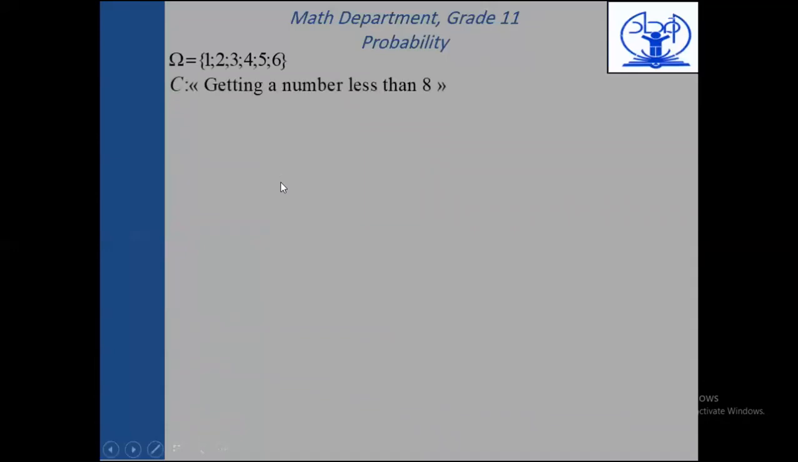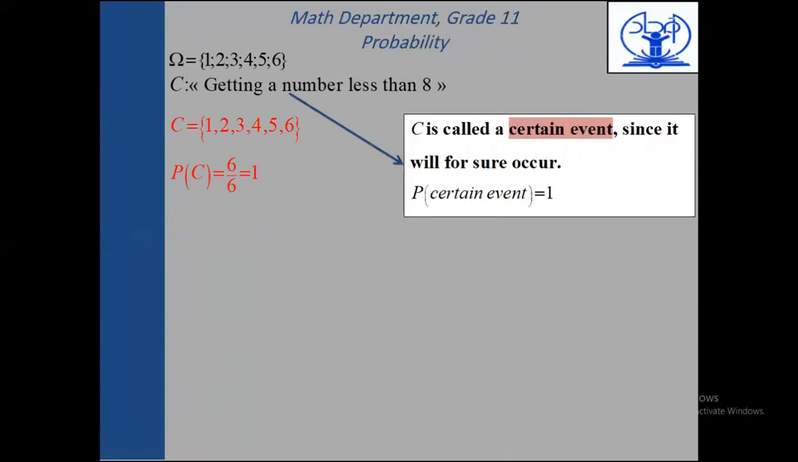Find the probability of getting a number which is less than 8. If you roll a die, all the outcomes will be less than 8, and consequently all the outcomes are accepted. So the probability of C will be 6 over 6, which is 1, which is 100%. This means that C will occur for sure. What's remarkable about C? C is called a certain event. So an event is said to be certain if it will for sure occur, and the probability will be 1 or 100%.